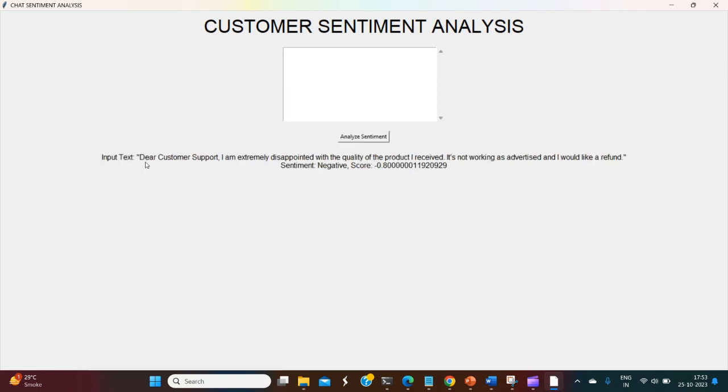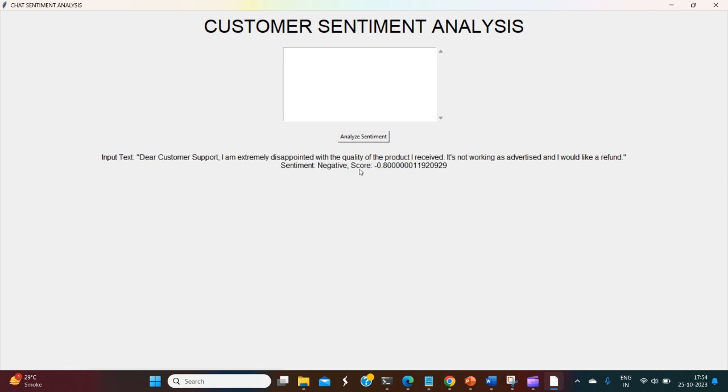Yeah, so what was the input? Dear customer support, I am extremely disappointed with the quality of the product I received. It's not working as advertised and I would like a refund. And obviously the score is minus 0.80 because it is full of a lot of negative words and emotions. So magnitude is negative and score is negative. So the overall score is minus 0.80 and sentiment becomes negative.